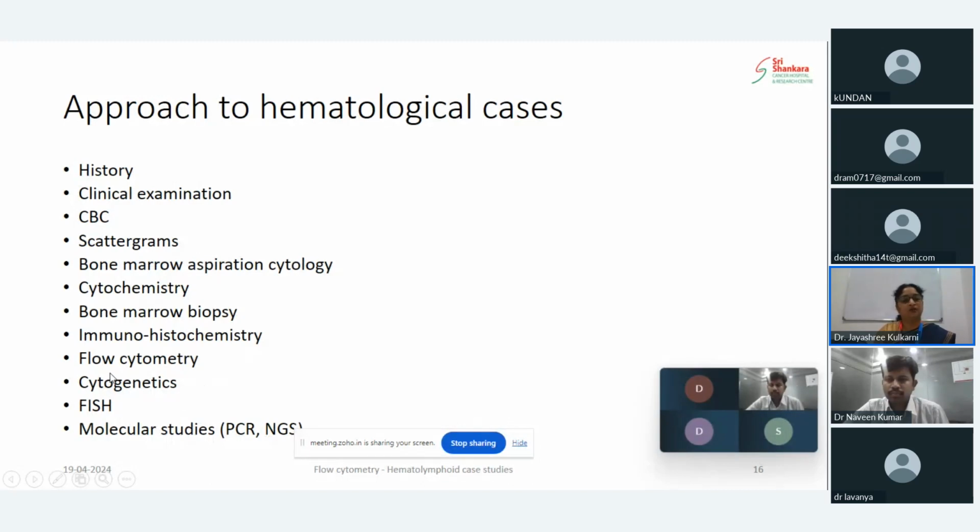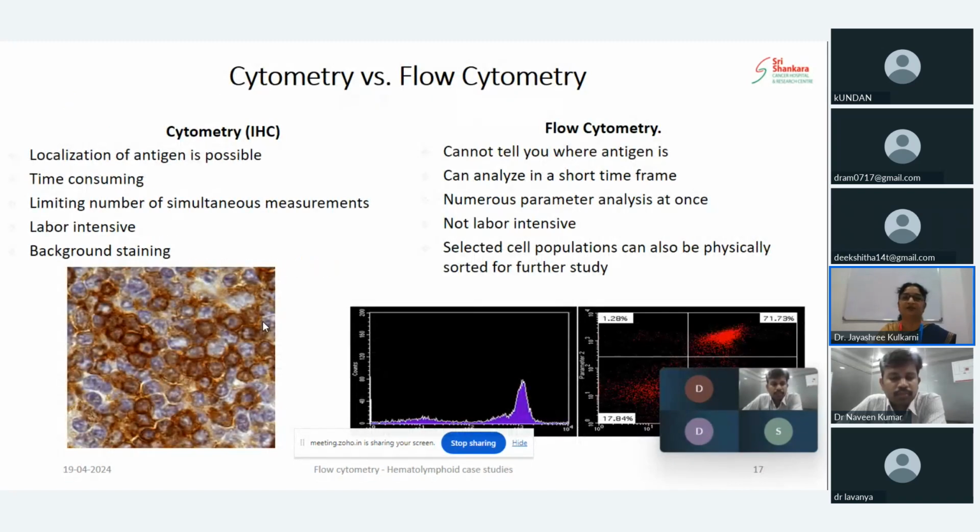Nowadays, you must have gone through the new WHO classification. Without cytogenetics, FISH, and molecular studies, you won't be able to give the correct classification of what kind of hematological malignancy you are dealing with, right?